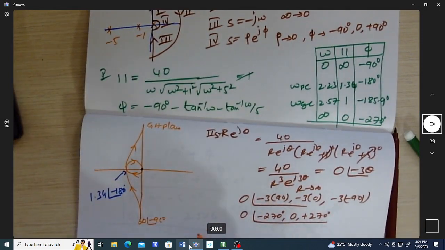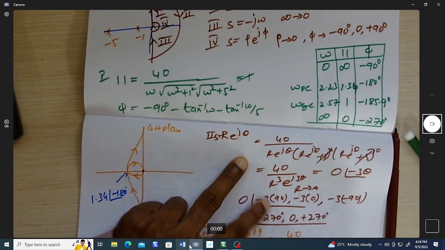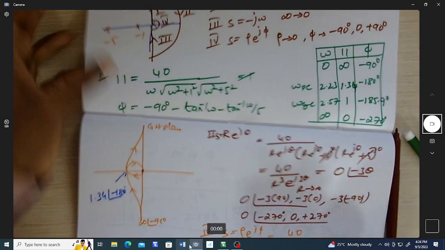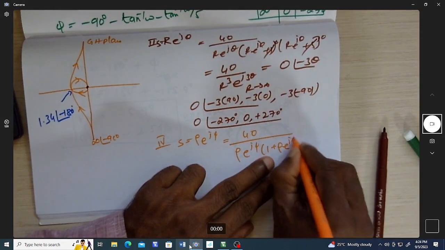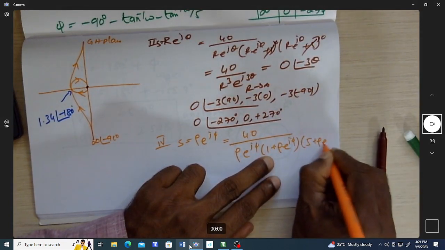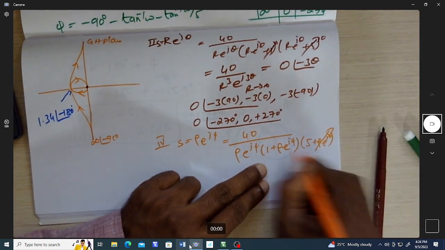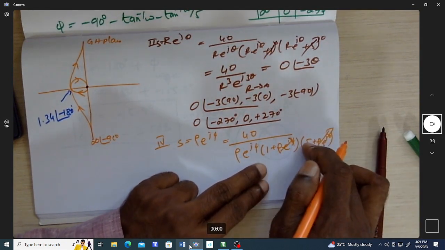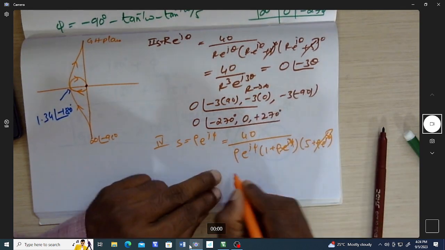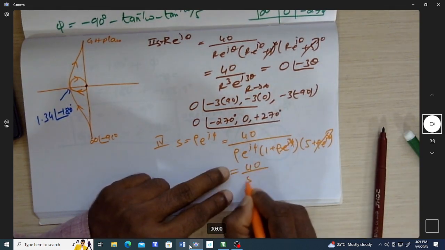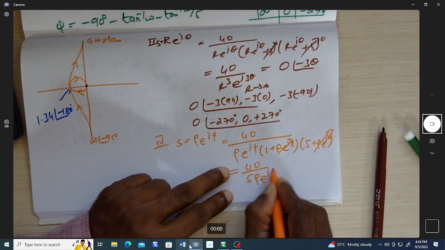So now we need to map the fourth segment. For the fourth segment mapping, S is ρe^(jφ). Substitute that here. So what you have is 40 divided by ρe^(jφ)(1+ρe^(jφ))(5+ρe^(jφ)). Now since ρ is tending to 0, 5 is more compared to 0, 1 is more compared to 0, so you end up with 40 divided by 5 into ρe^(jφ).